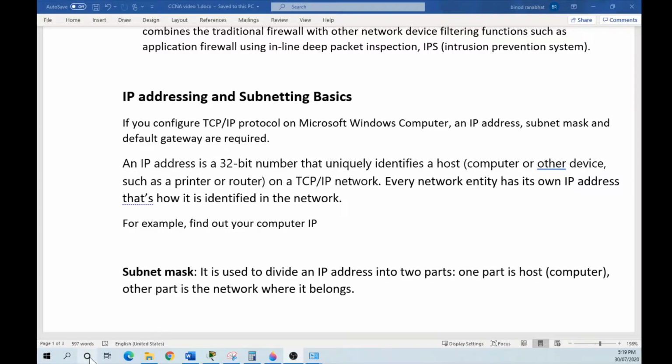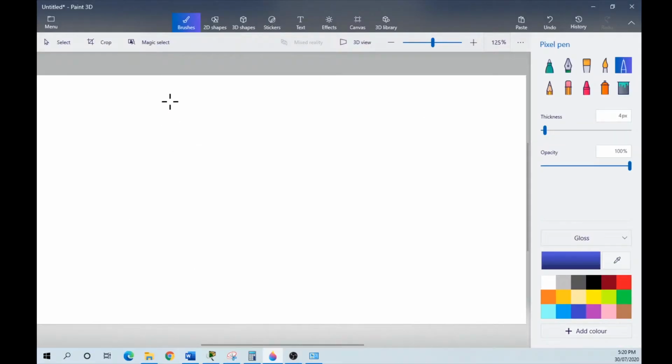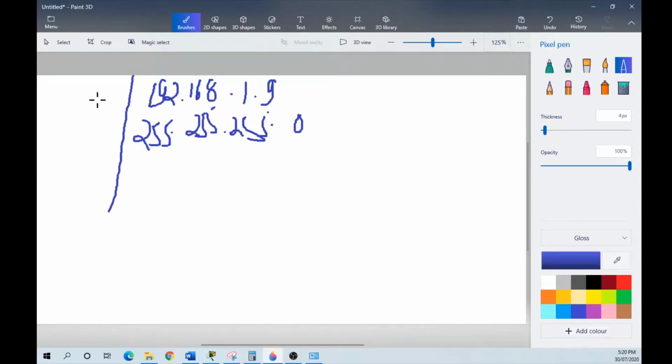Okay, so I'm going to show you in my environment. For example, this is the IP I have got in my network. My IP is 192.168.1.9, and I've got a subnet mask 255.255.255.0, default gateway .1. So in this case, this is my IP and this is the mask.